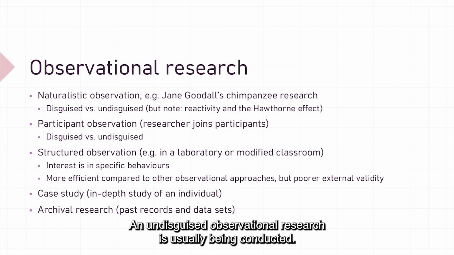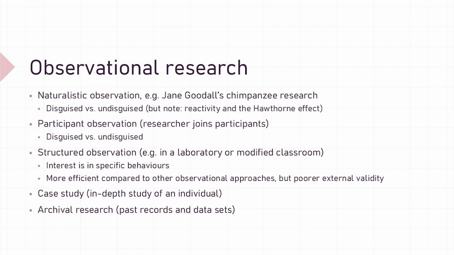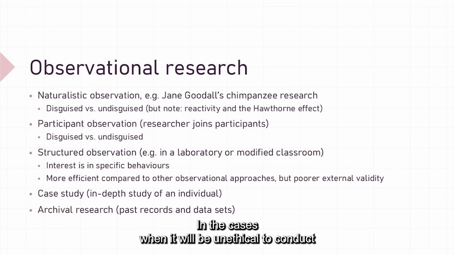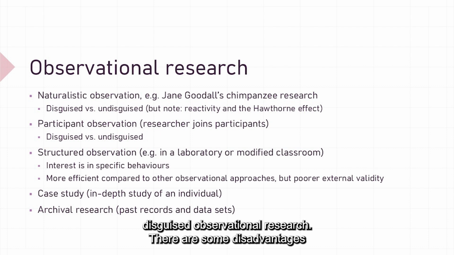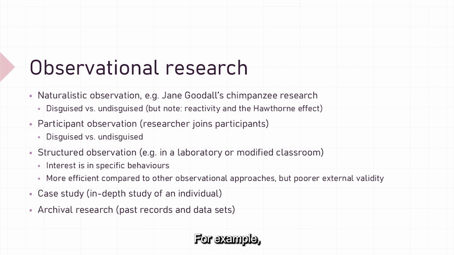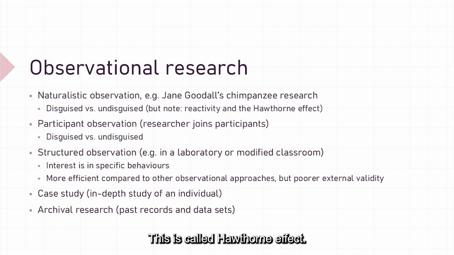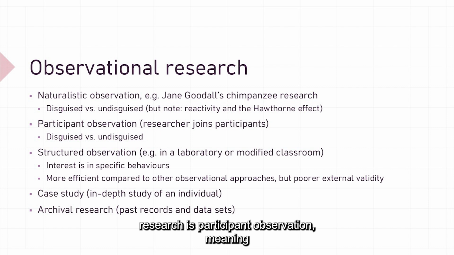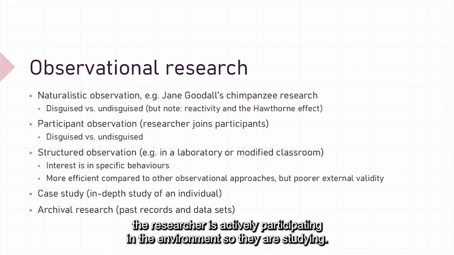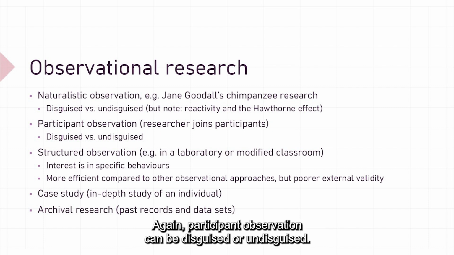Undisguised observational research is usually conducted in cases when it would be unethical to conduct disguised observational research. There are some disadvantages to using this method. For example, participants can change their behavior knowing that they are being observed. This is called the Hawthorne effect. Another type of observational research is participant observation, meaning that the researcher is actively participating in the environment that they are studying. Again, participant observation can be disguised or undisguised.